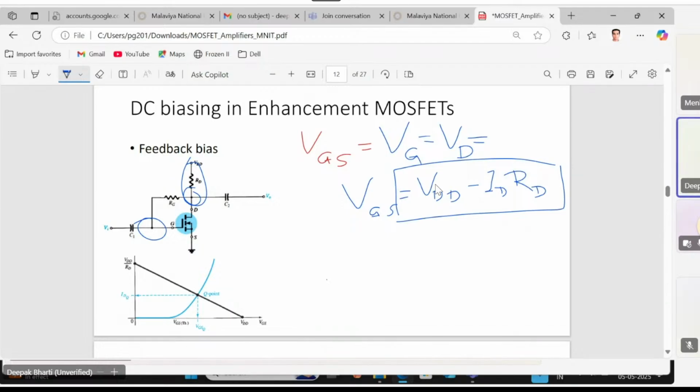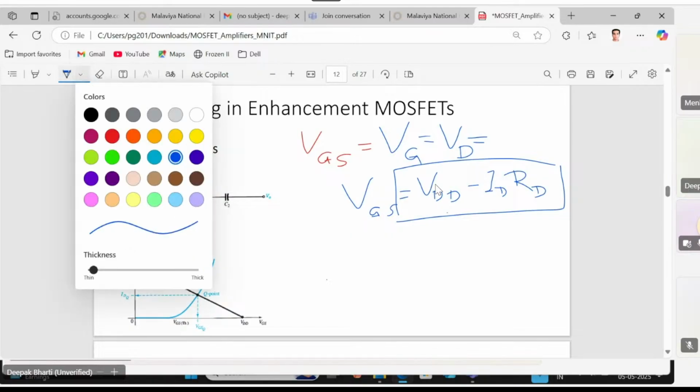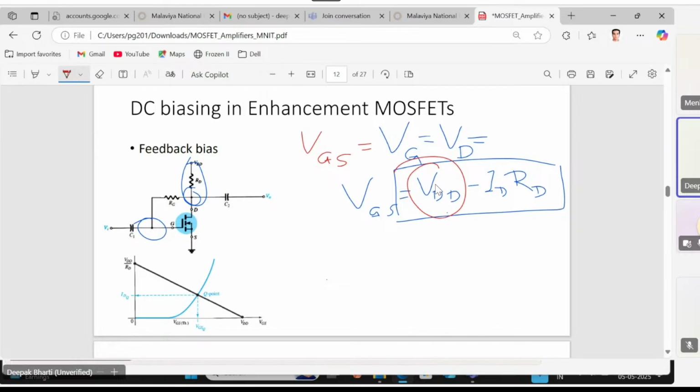Now if we have to plot this line on the transfer curve, what will be this? We can find out the x and the y intercept. What will be the x intercept here? X intercept will be VDD, if we put y equal to 0. And what will be the y intercept? Y intercept can be determined if we put VGS equal to 0. So what will be the ID? It will be VDD by RD.